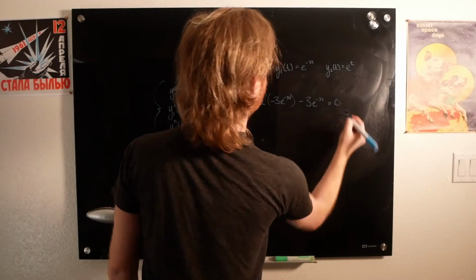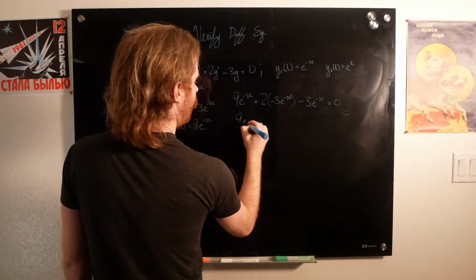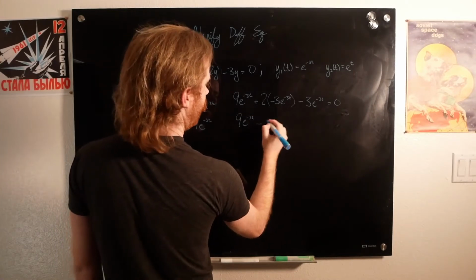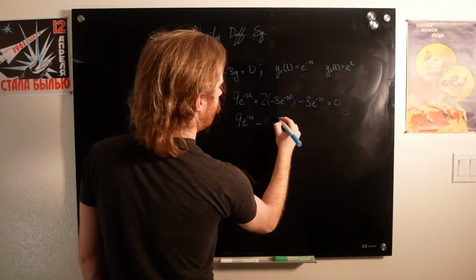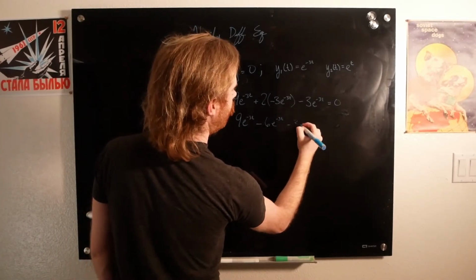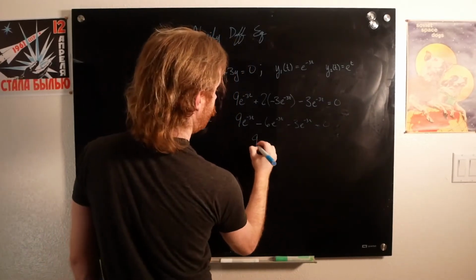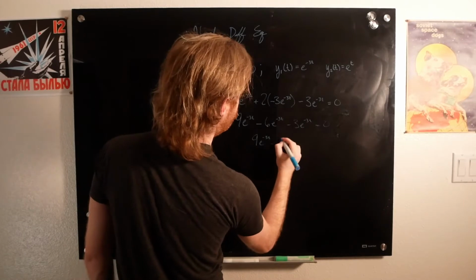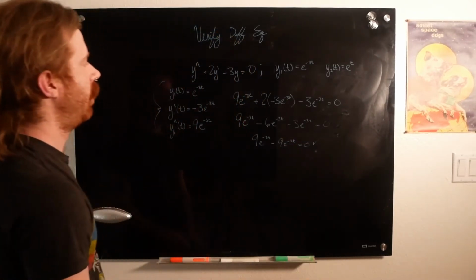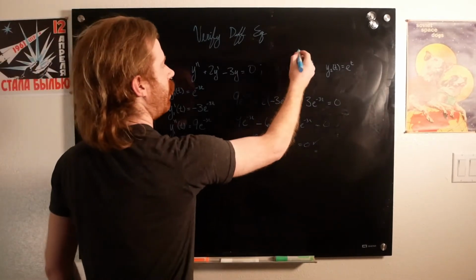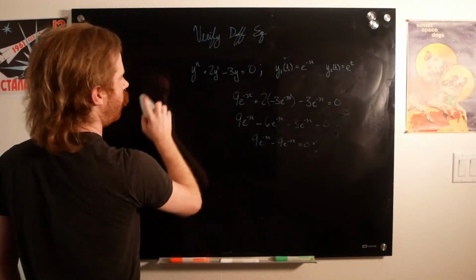And we're checking to see if this is a true statement, if this equals 0. So we have 9e to the negative 3t minus, because this is a positive times a negative, 6e to the negative 3t minus 3e to the negative 3t. And that equals 0. Well, that is just 9e to the negative 3t minus 9e to the negative 3t, which does equal 0. So that checks out. So y1 is a solution of the differential equation. Now let's test for y2.